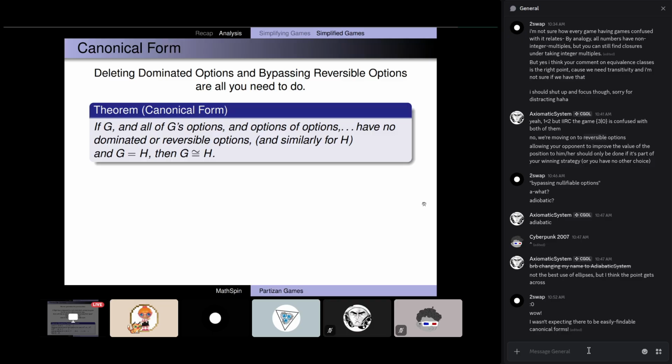So this gives you an algorithm for finding the canonical form of a game. Basically, go into the lowest level, delete dominated options and bypass reversible options, and keep doing that until you've handled all the levels, and then you're done. Then it's in a unique canonical form. And just like fractions, you can test equality by just looking after you're done with that.